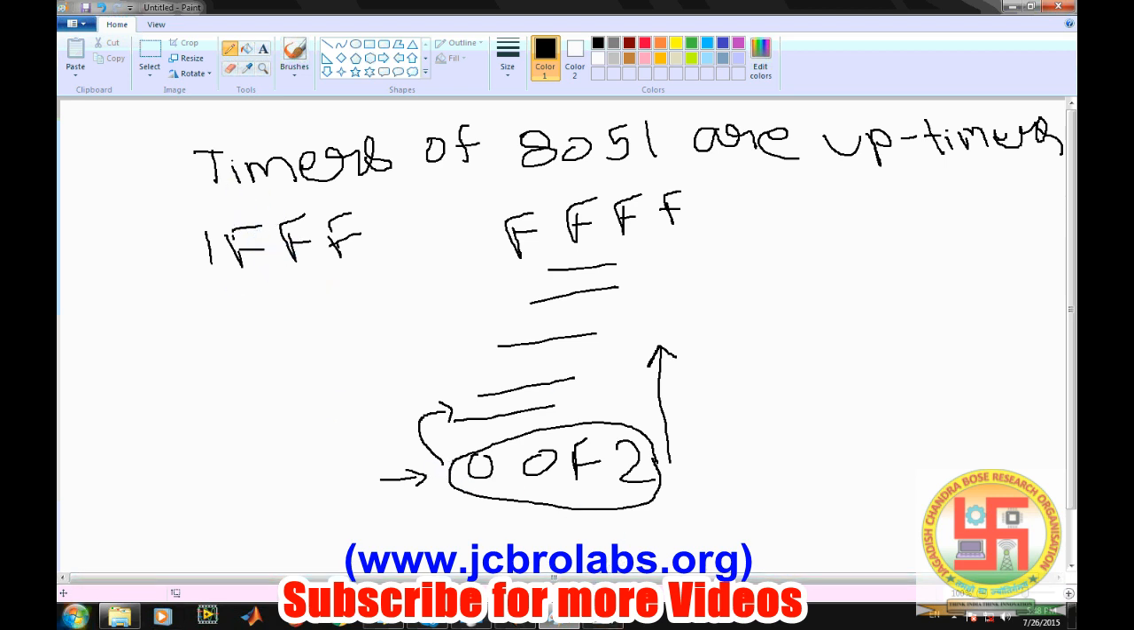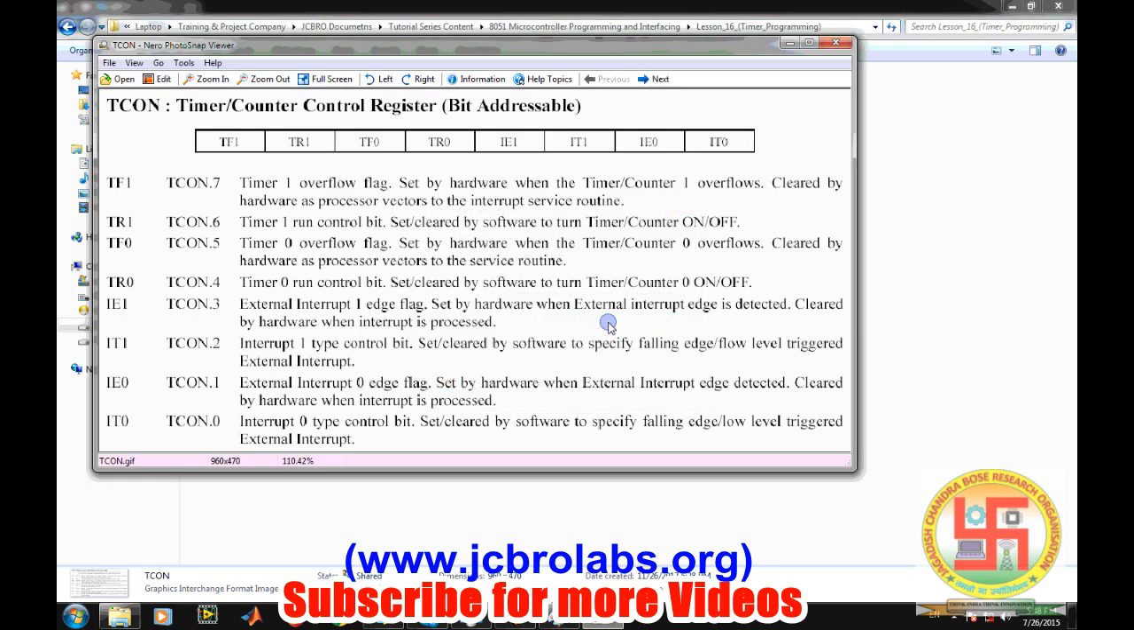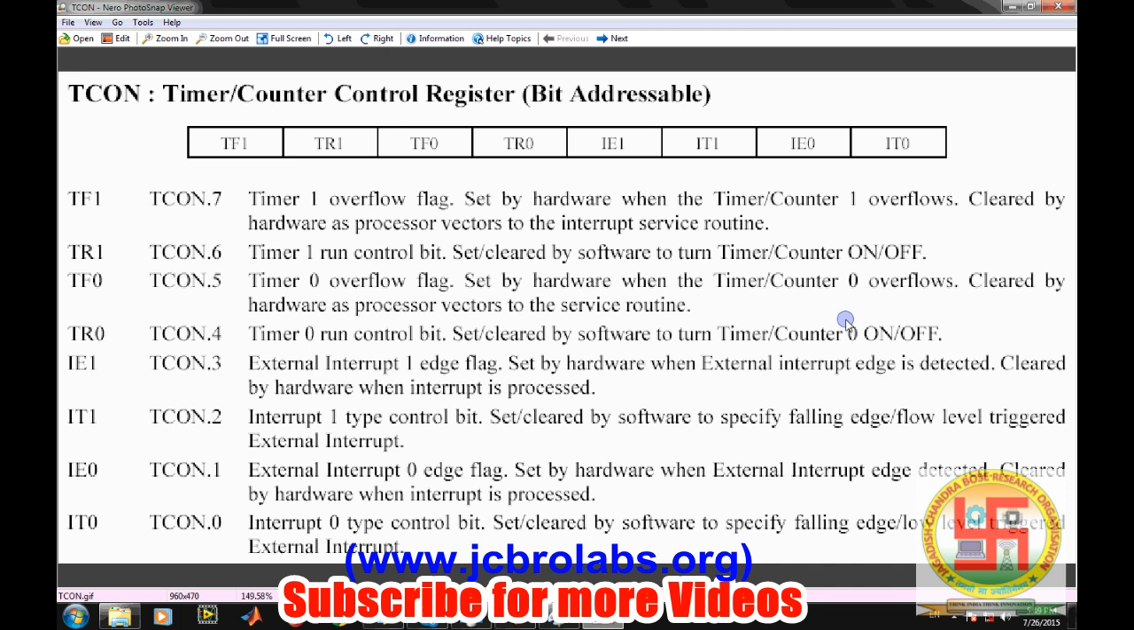Now the next register of the 8051 is the timer control register. This timer control register is used to turn the timer on and off. Specifically TF1, TR1, TF0, TR0, and the last 4 bits are related to interrupts. So when we are not using interrupts and we want to control the operation of the timer, then the upper 4 bits are used. The TF bits, TF1 for timer 1 and TF0 for timer 0, are the overflow flags. Overflow flag means as soon as the timer hits its maximum count, this bit sets. This bit will set for timer 0 as soon as timer 0 hits its maximum count, and this bit will set for timer 1 as soon as timer 1 hits its maximum count.